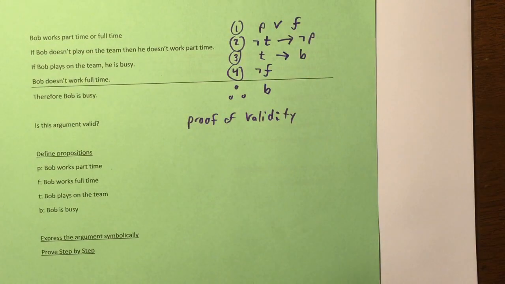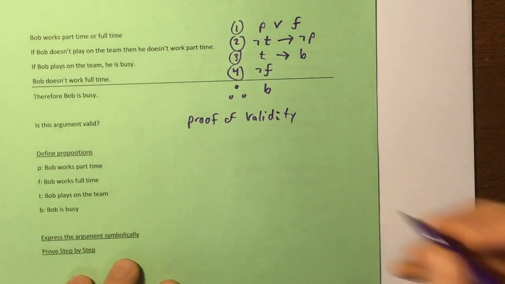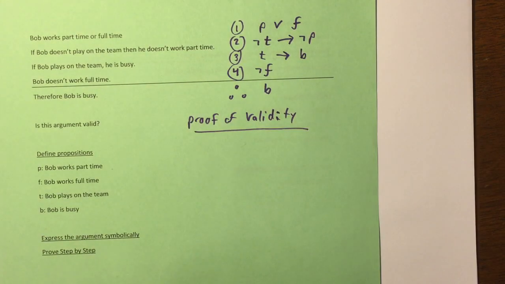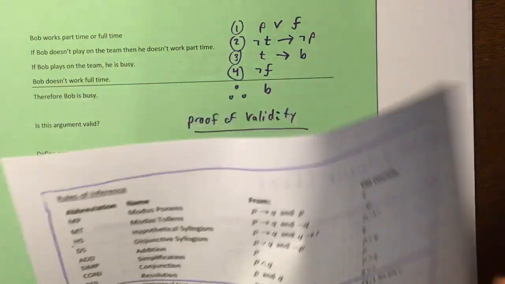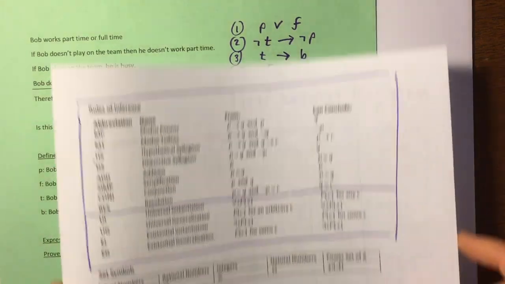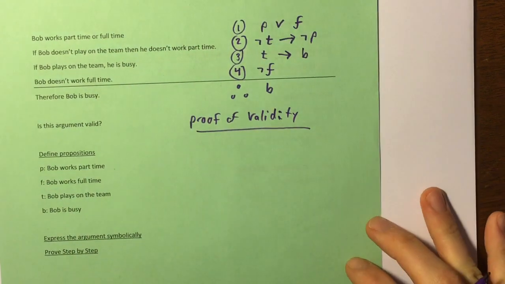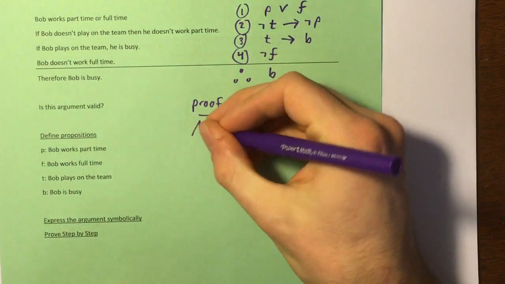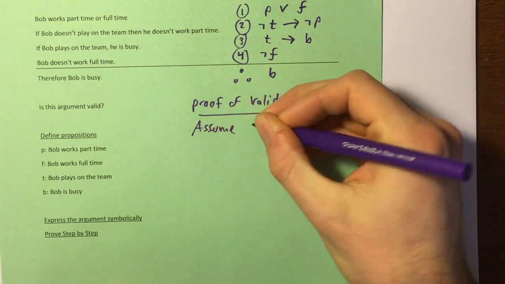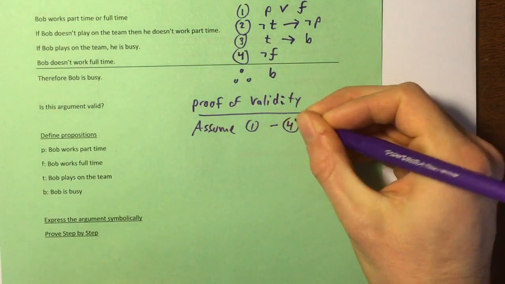And then what I'm going to show you is a way that we can conclude things based on applying our rules of inference. So I have our rules of inference sheet right here. I'm going to be pulling this up and using this along with what we have here to complete the proof. So first of all, we're going to assume 1 through 4.